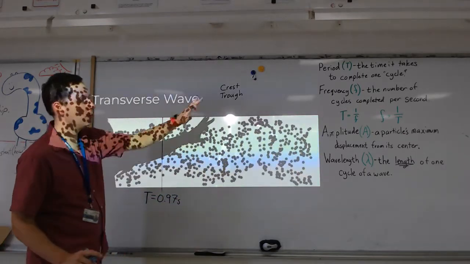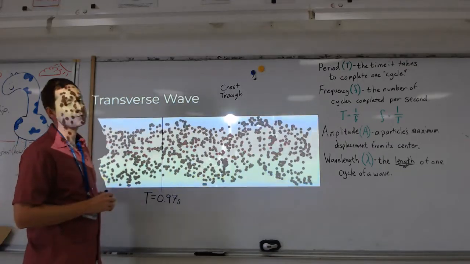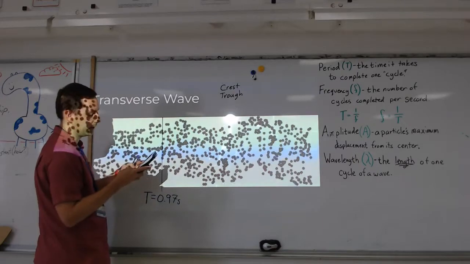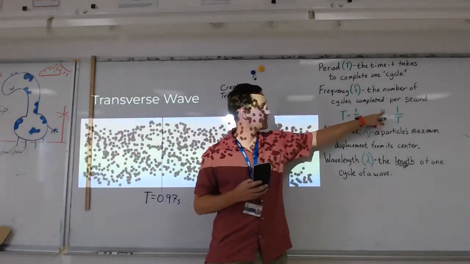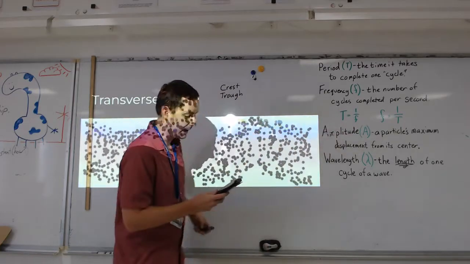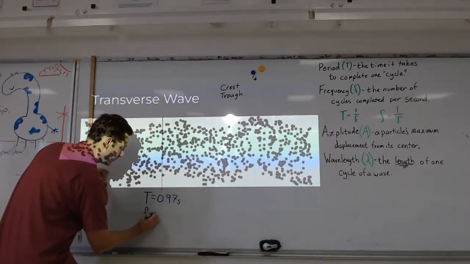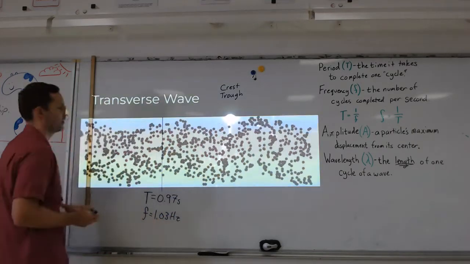Okay, now we'll move on to frequency. Remember, we can get frequency really easily because frequency is just 1 over the period. So I'm going to go 1 divided by that number, right? That's this right here. Frequency equals 1 over the period, and I get 1.03 hertz.